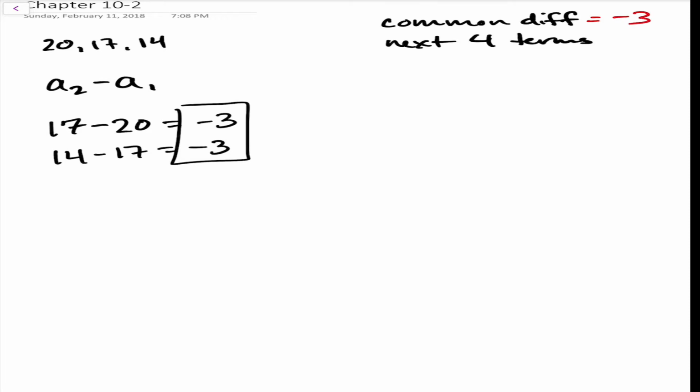And so now that I know my common difference, I can use that to find my next 4 terms. So the term that would follow 14, minus 3, would be 11, 8, 5, and then 2. Okay?